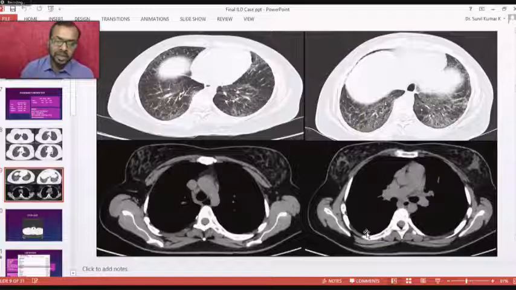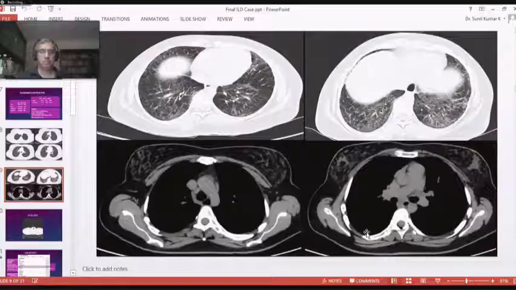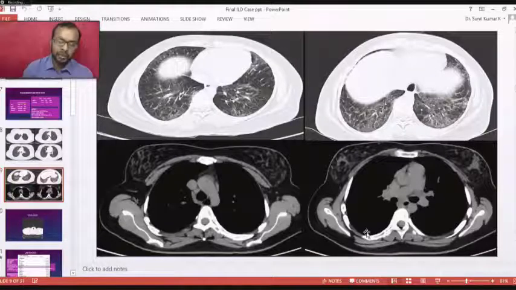So ground glass means it's not bright enough like a consolidation that you cannot see beyond it. You can still see a little bit of lung beyond it, and this is what ground glass would be. For movement artifact, the entire area that you're seeing will be involved, and the vessels will not be as sharp as this. You will see some blurring in there.